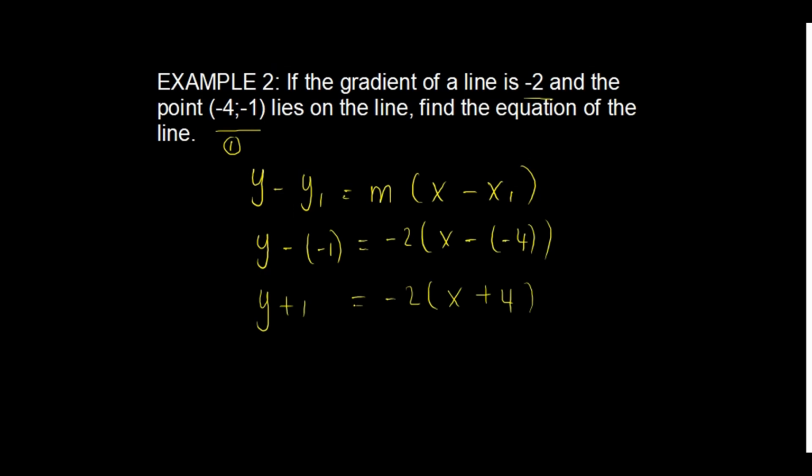and then if you simplify this further, y is equal to -2x minus 8 minus 1. And then what do you get? You get the equation of our line to be -2x, minus 8 minus 1, which is minus 9.